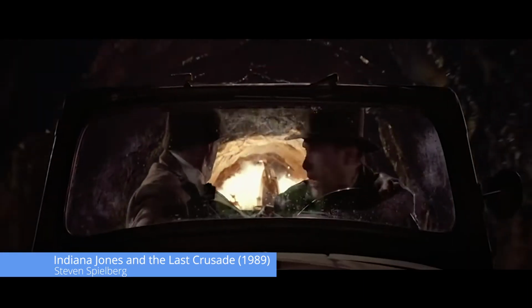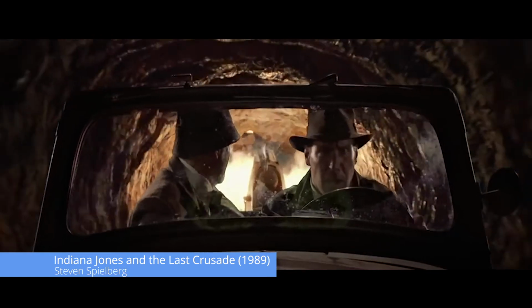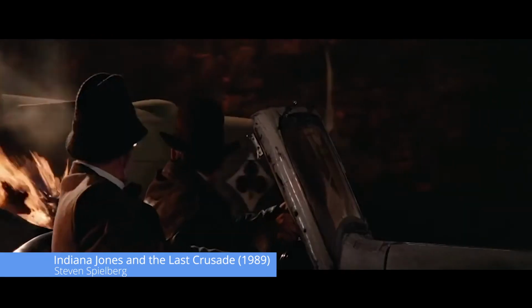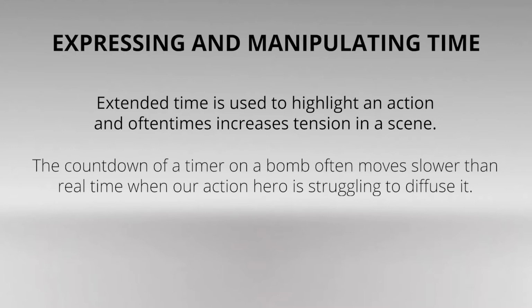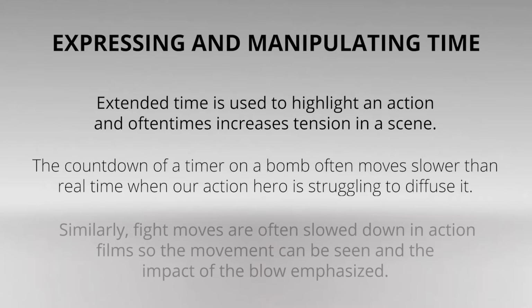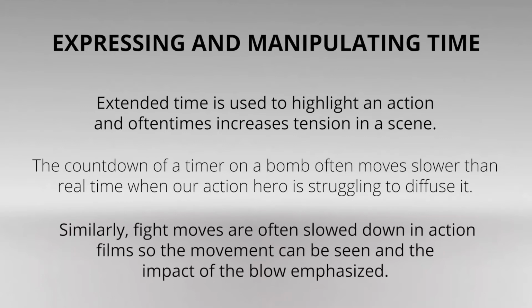Conversely, time must occasionally be extended so events that take place over a short amount of time can be fully explored. While it's rare for an entire film to be told in extended time, it's commonly used for individual scenes or sequences. Expanded time is used to highlight an action and oftentimes increase tension in a scene. The countdown of a timer on a bomb often moves slower than real time when our action hero is struggling to defuse it. Similarly, fight moves are often slowed down in action films so the movement can be seen and the impact of the blow emphasized.